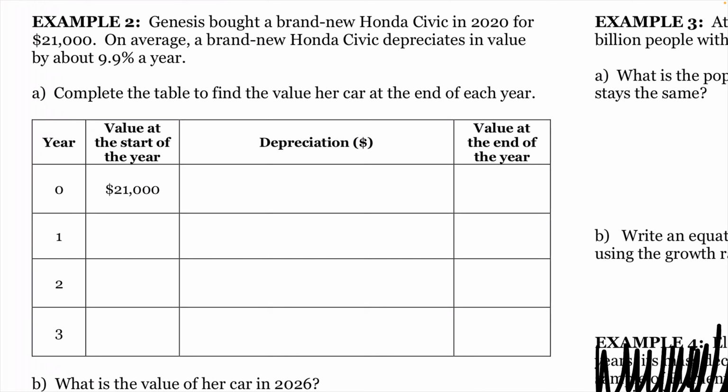So the first one, starting amount, $21,000. That's how much it cost her to buy it. Then we go 1 minus, what number am I going to minus? 0.099. Divide that by 100, and you get 0.099.